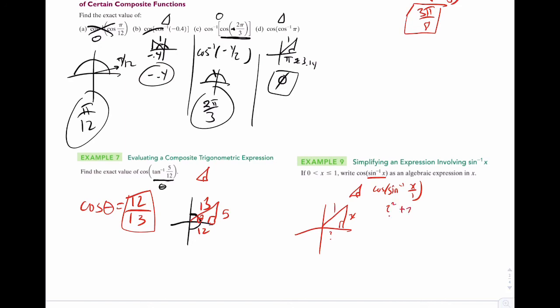Question mark squared plus x squared equals 1 squared by the Pythagorean theorem. So question mark squared should equal 1 minus x squared. The question mark should be the root of 1 minus x squared. So I'm going to erase that. This should be the root of 1 minus x squared. Now we're going to figure out, if this thing was theta, that's a triangle we just drew. So cosine of theta, that's going to be adjacent over hypotenuse. That's just the root of 1 minus x squared over 1, which is the root of 1 minus x squared.